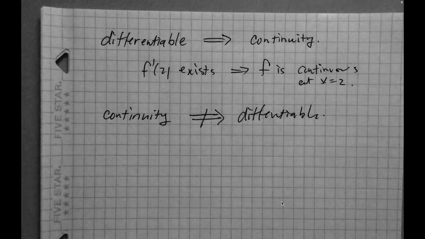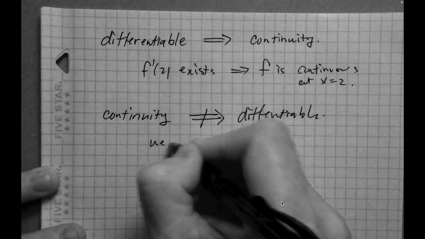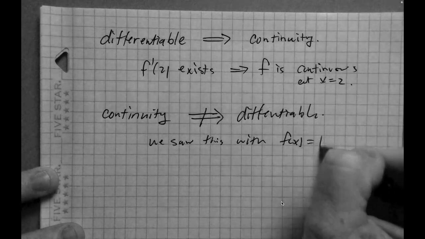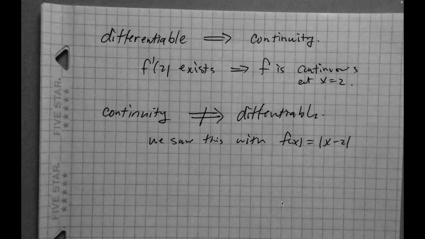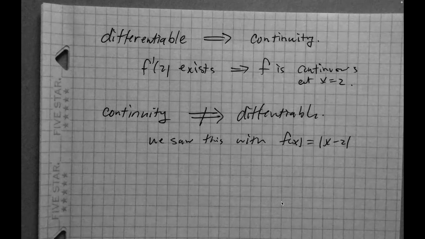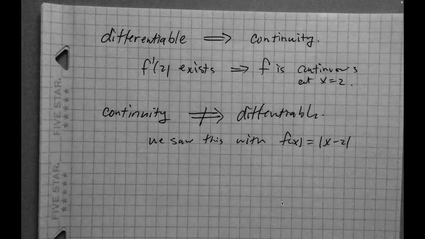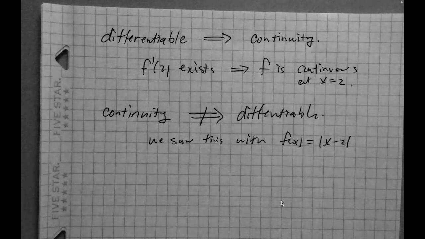And that's what we just saw with our previous example. We saw this with f of x equals the absolute value of x minus 2. Okay, so we saw a counterexample where we had a continuous function that wasn't differentiable. So a function may be continuous and still not differentiable, yet if it is differentiable, it must be continuous. Okay, there it is. So I think that's a good place to end our introduction to differentiation.